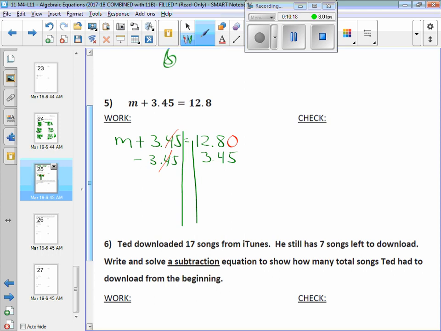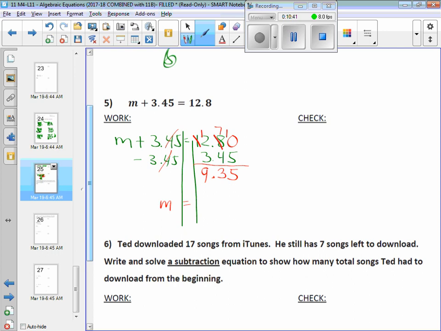All right? So now I just have to subtract very carefully, and I'm going to have to borrow, and I can do it right here if you've allowed room. Borrow 1, drop the rock. Did you get 9.35? If you didn't, that's why we do the check.